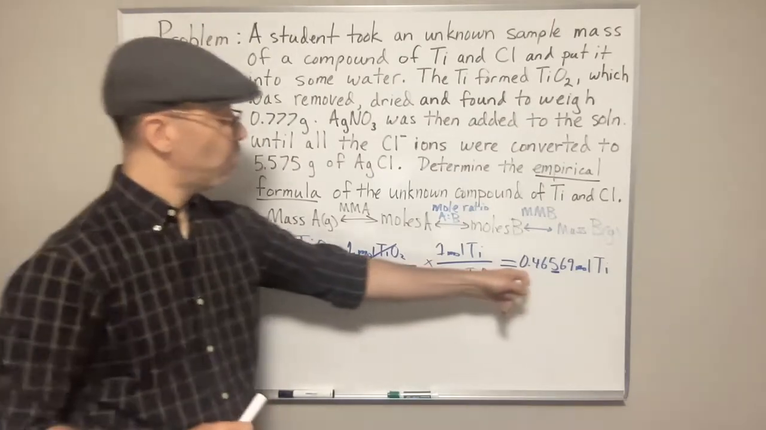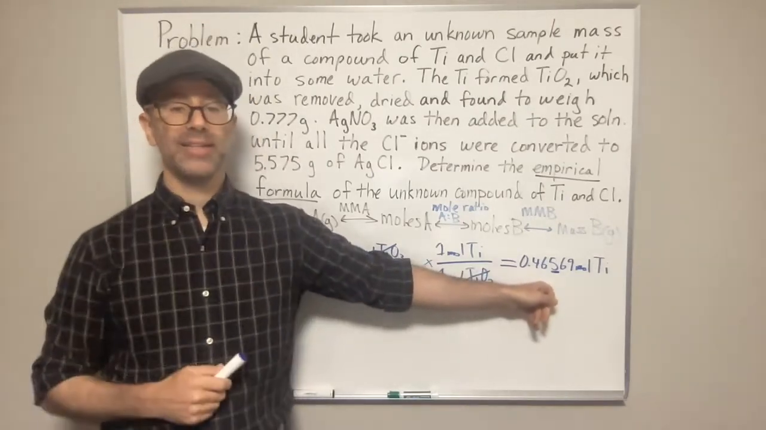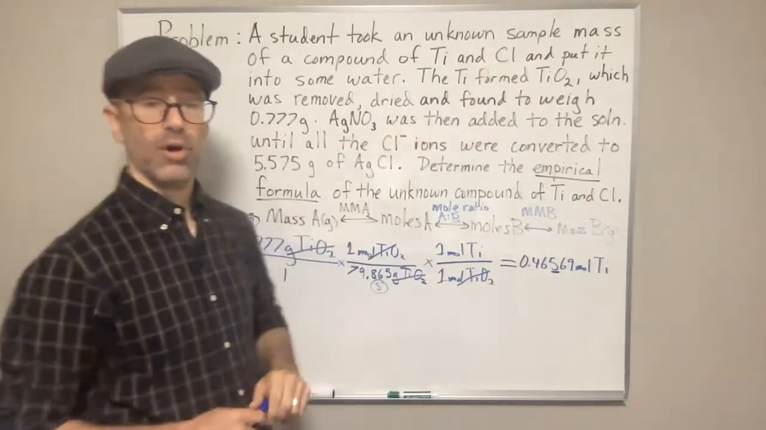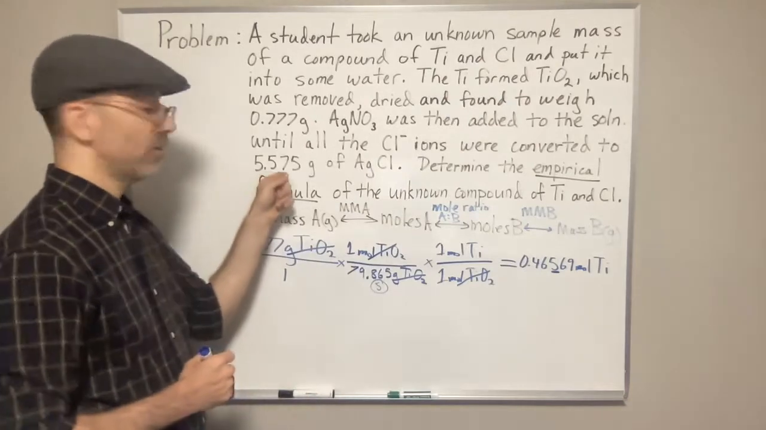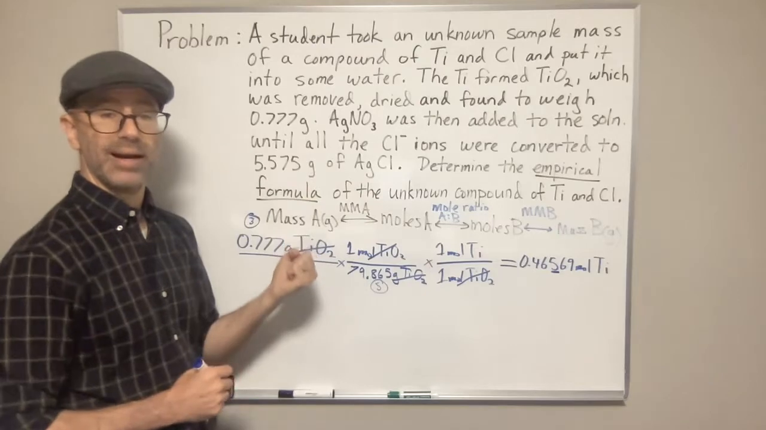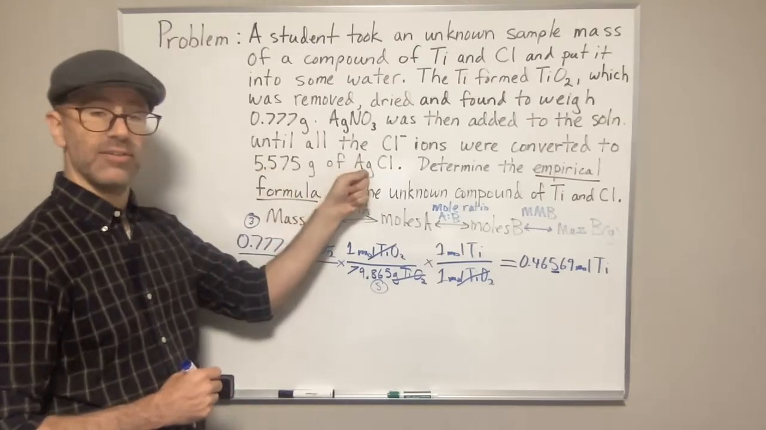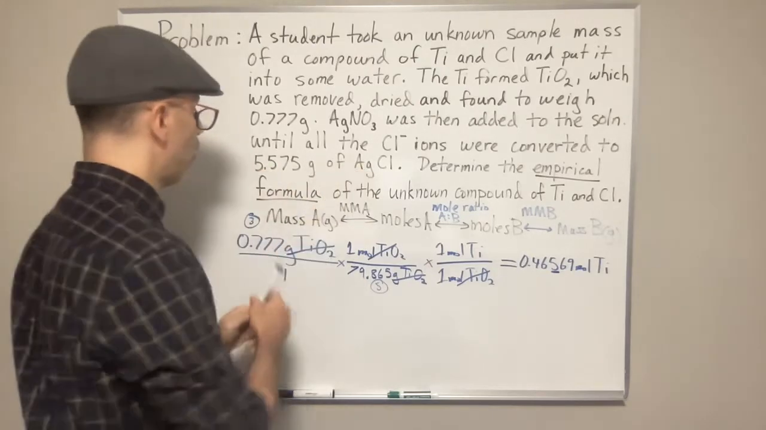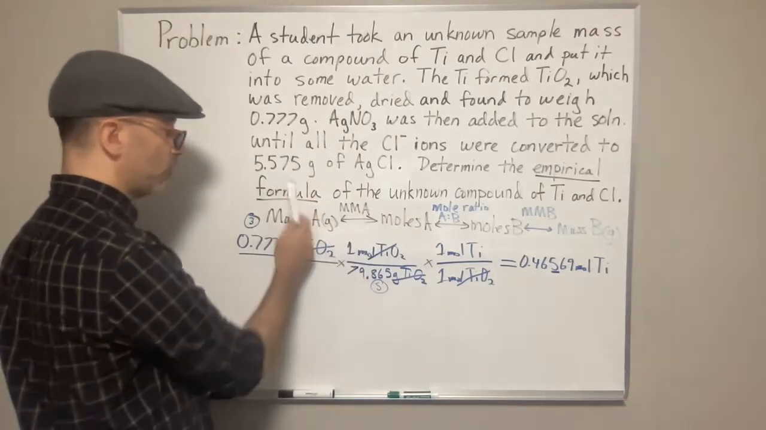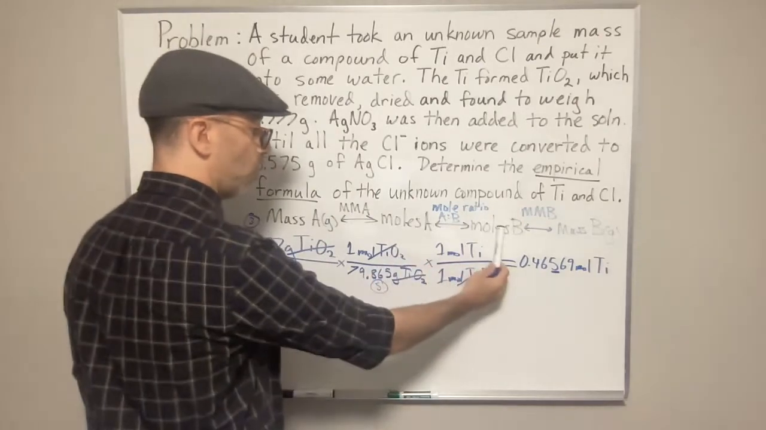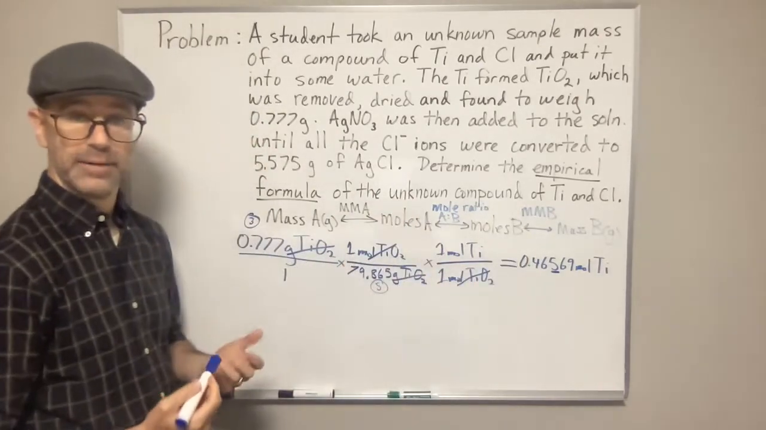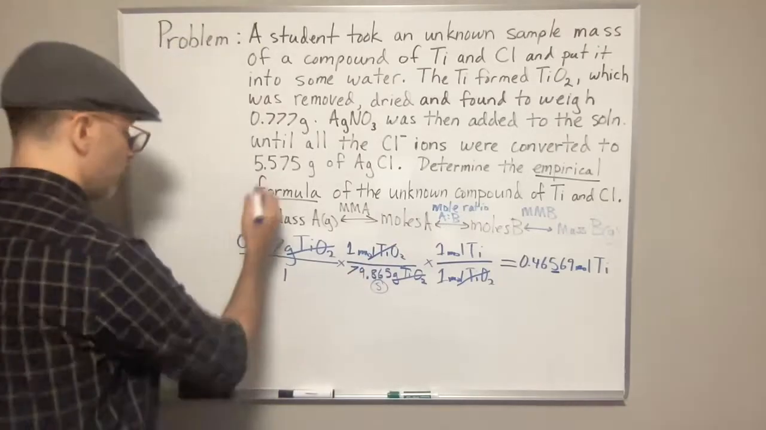Okay, now that I have moles of titanium, all I need to do now is get moles of my chlorine. And so I'm going to now use the mass of the silver chloride, because all of the chloride that was in my substance is now in the silver chloride. So now all I need to do is do the same thing, convert the mass of my silver chloride to moles of my chlorine or chloride ion. So let's start with that.